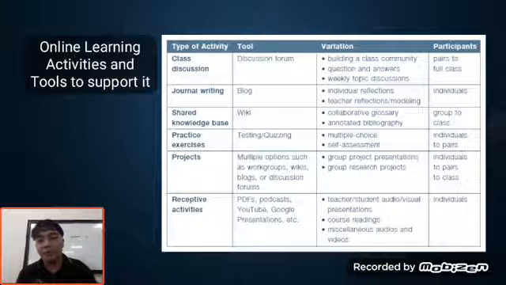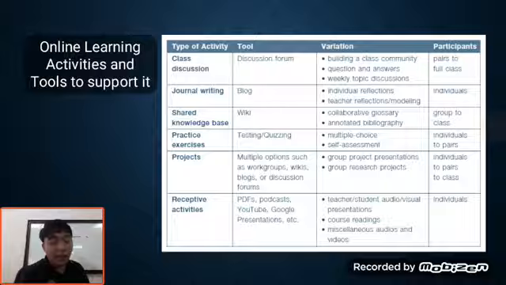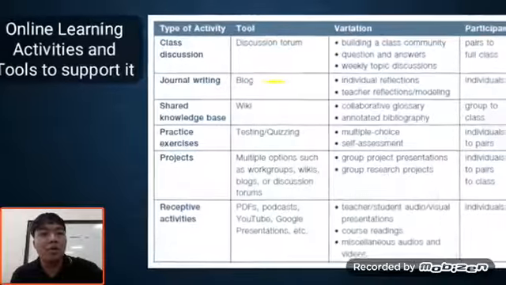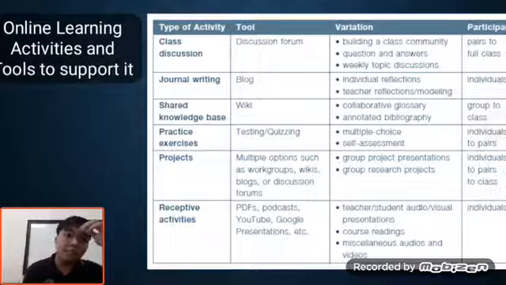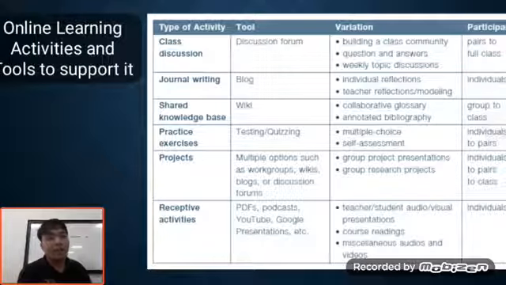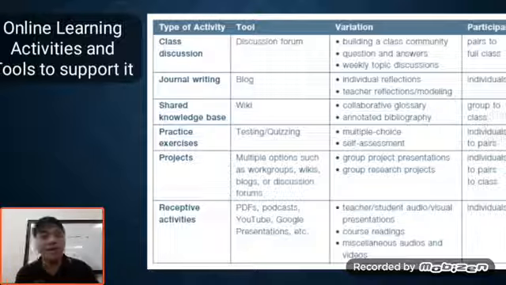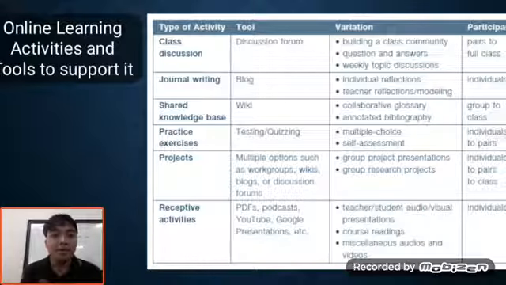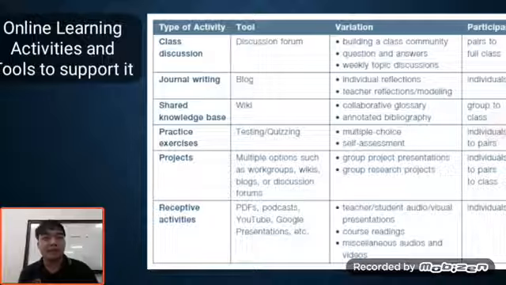I continue to the fifth question: types of online learning activities and relevant technological tools for the types. Here there are 6 types of activity. The first one is class discussion, the second is journal writing, the third is shared knowledge base, then practice exercises, projects, and the last one is receptive activities.